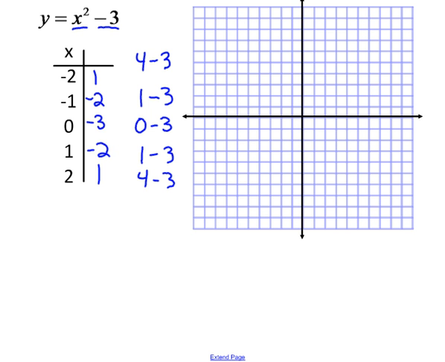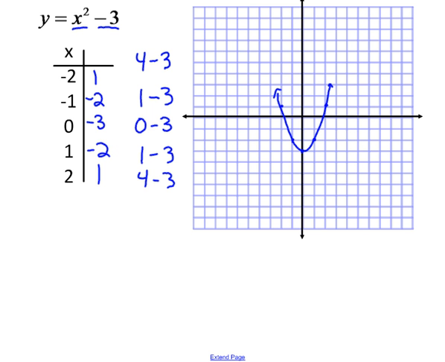And now we're going to plot those points. -2, +1, -1, -2, 0, -3, 1, -2, and 2, 1. You'll see that same curve is happening right there.